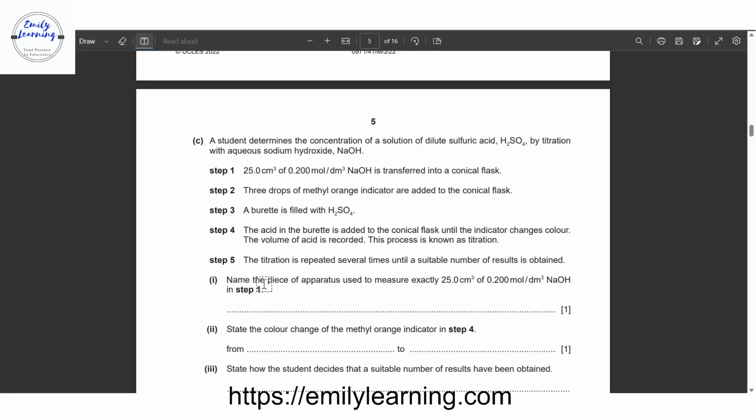So next, you are asked, name the piece of apparatus used to measure exactly 25 cm³ of 0.2 mol/dm³ sodium hydroxide in step 1. So you'll use a pipette to measure accurately 25 cm³.